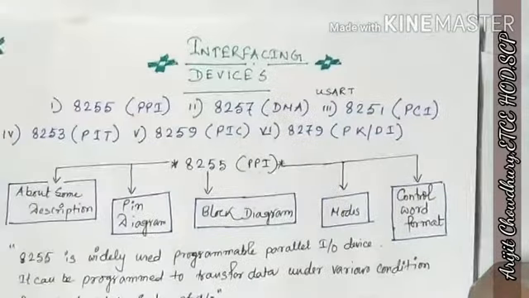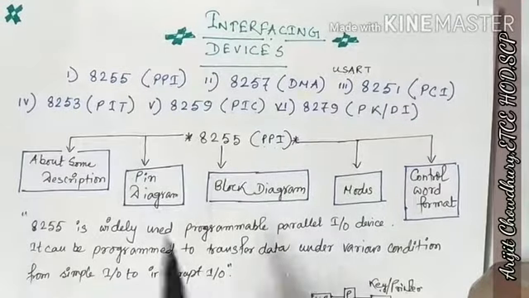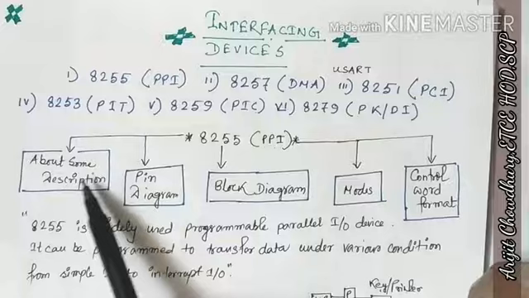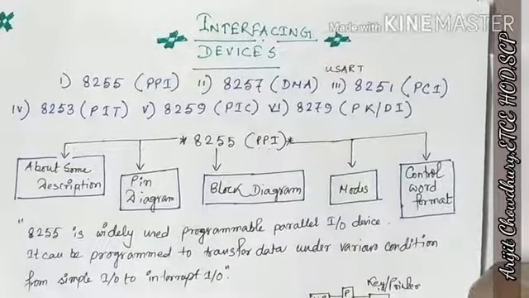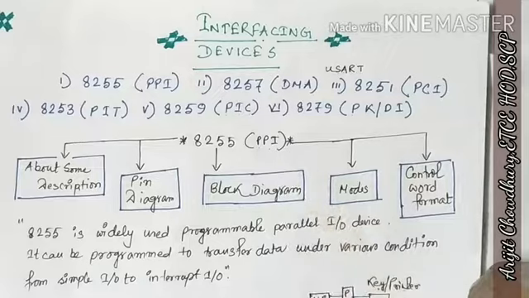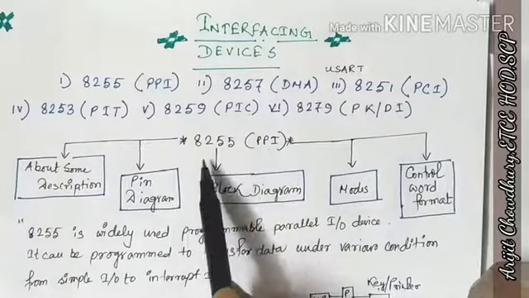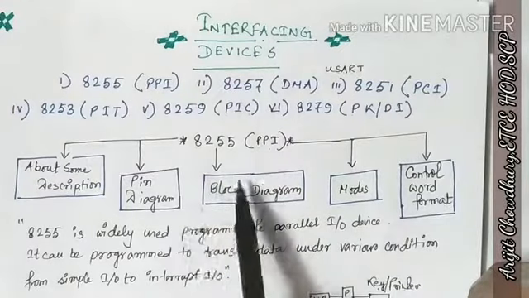These are the parts of the programmable peripheral IC. Some description: what are the functions of 8255? This is used for interfacing devices, keyboard, printer. When we interface with the processor, then we use 8255. Then the pin diagram, then the block diagram.